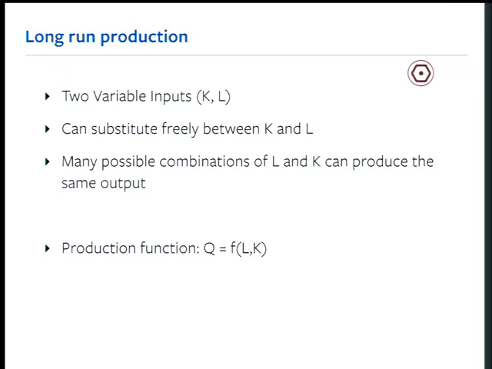So in the long run, you get to choose both K and L, and you can substitute between the two, right? You're planning for the next year or two, not for tomorrow. Now, much like in utility theory, where many different bundles can give you the same level of happiness or the same level of utility, right? That's where an indifference curve comes from. You can produce the same output with different combinations of capital and labor.